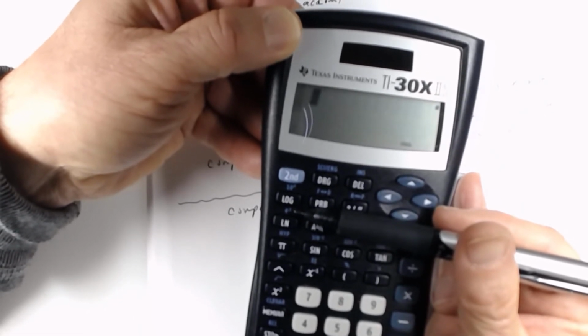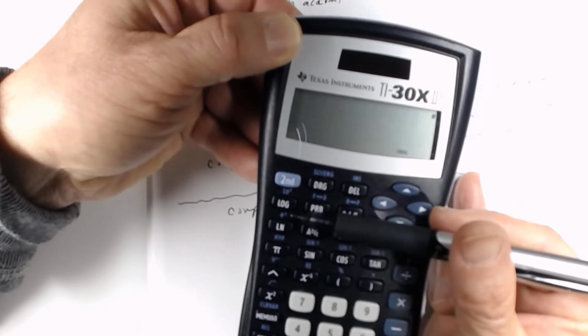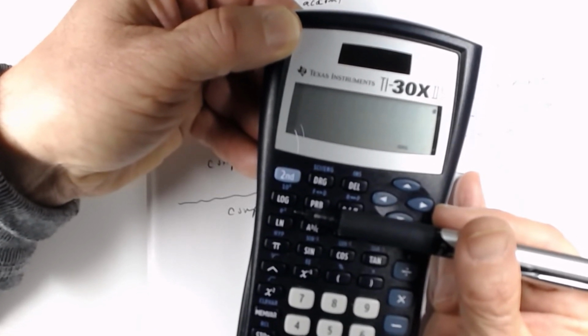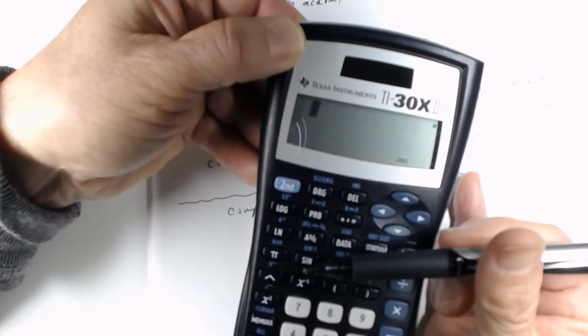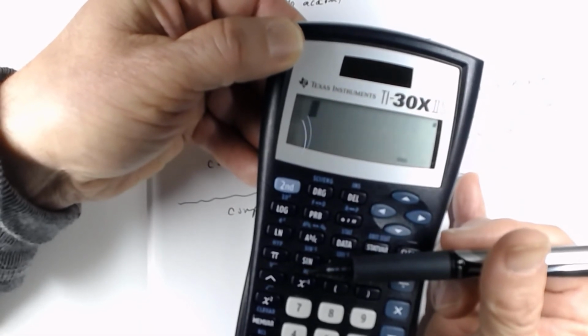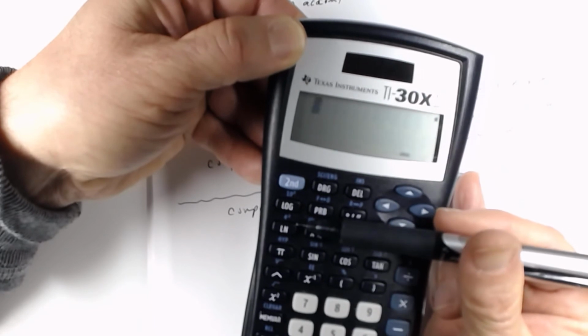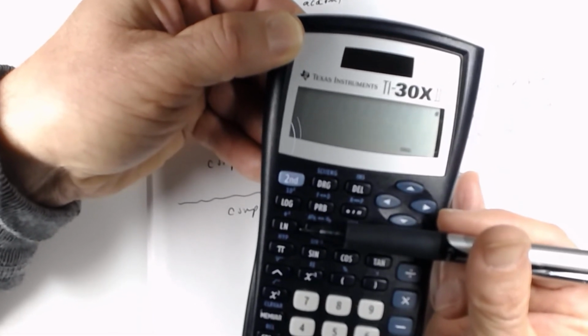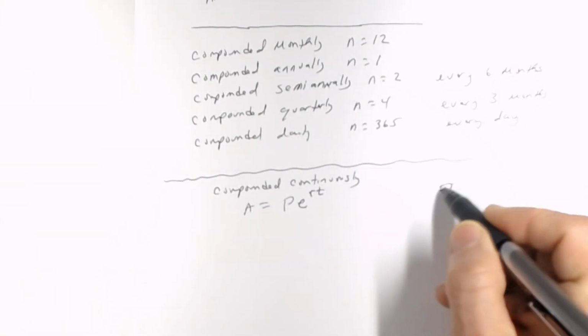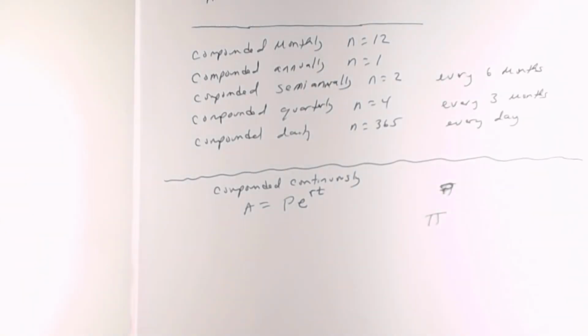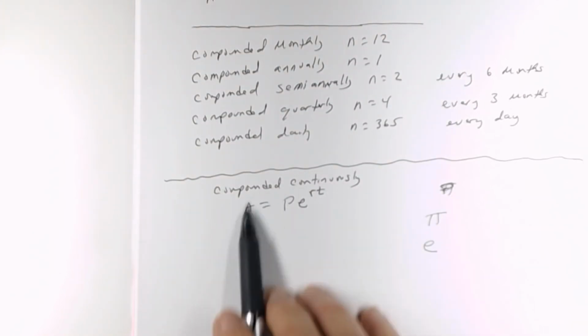So E, it turns out, is an irrational number. That's why we use the letter E. It's not a number like 2/3 or 4 or the square root of 16. It's an irrational number that we represent as E, just like pi is an irrational number. We use pi to represent that irrational number in geometry. We use E to represent this irrational number that's in this formula right here.